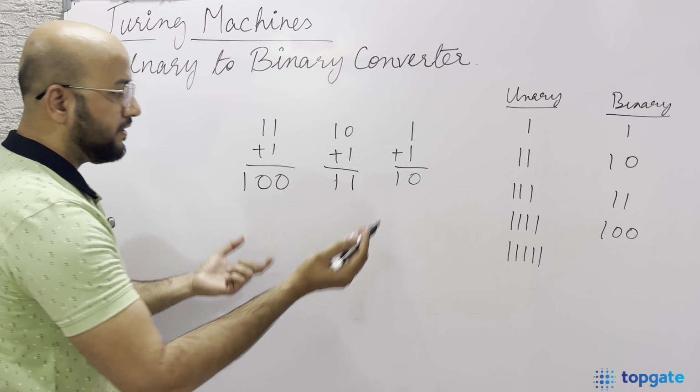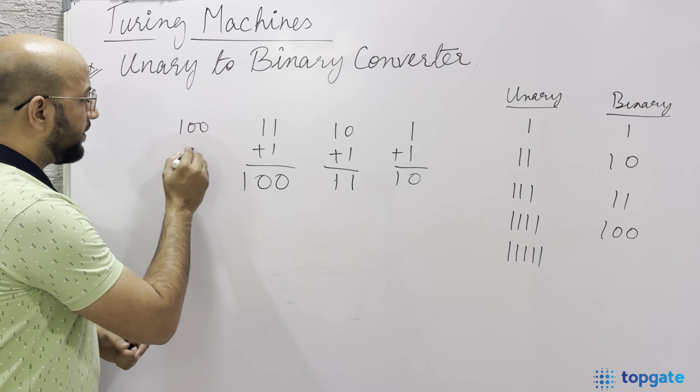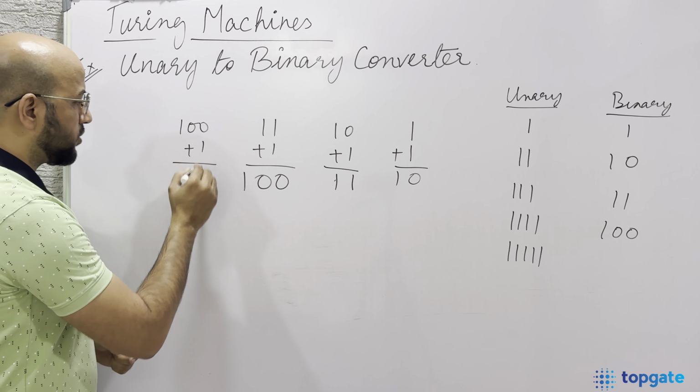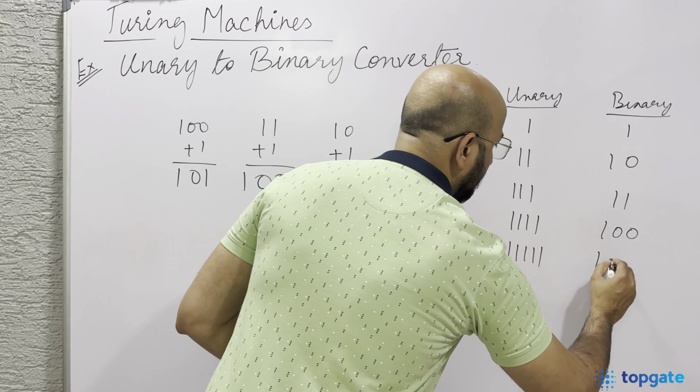Clear? Now to get the fifth number in binary, what will I do? I'll just take the previous number and then add 1 to it. That means 0 plus 1 is 1, so 1 0 1. So this is my fifth number in binary.